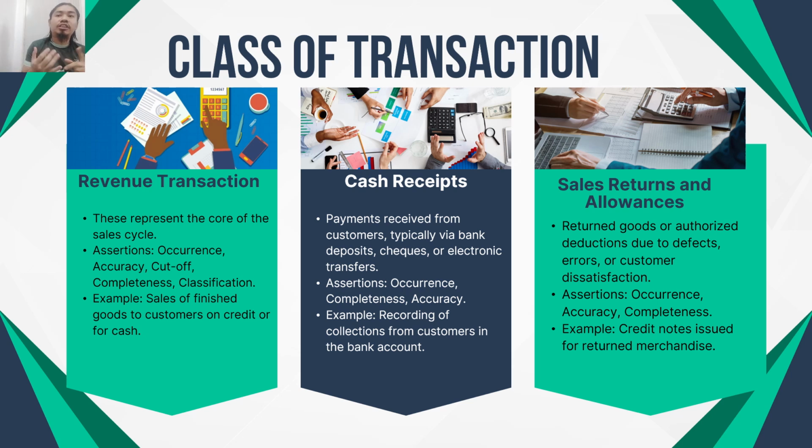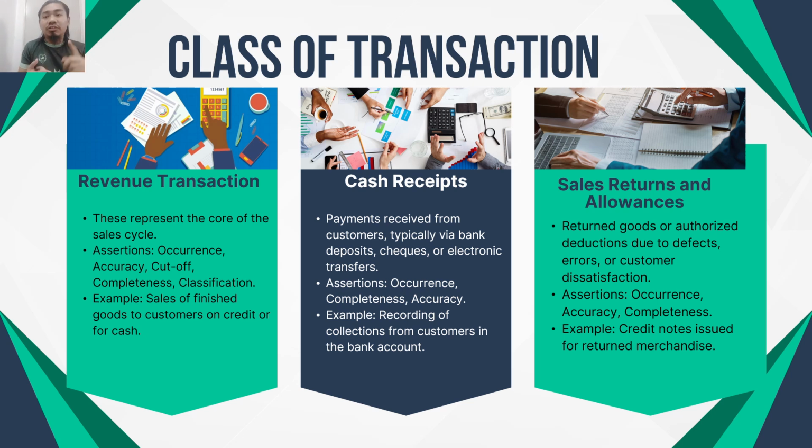Okay, first of all, sales of goods and services. This is the core of the revenue, representing the entity's delivery of goods or services to customers, either on credit or cash. The key assertions are occurrence: did the sales actually happen? Accuracy: is the amount correct? Cut-off: is it recorded in the right period? Completeness: were all the valid sales recorded? And classification: was it posted to the right account? Example, a company records the sale of finished goods to a customer on credit.